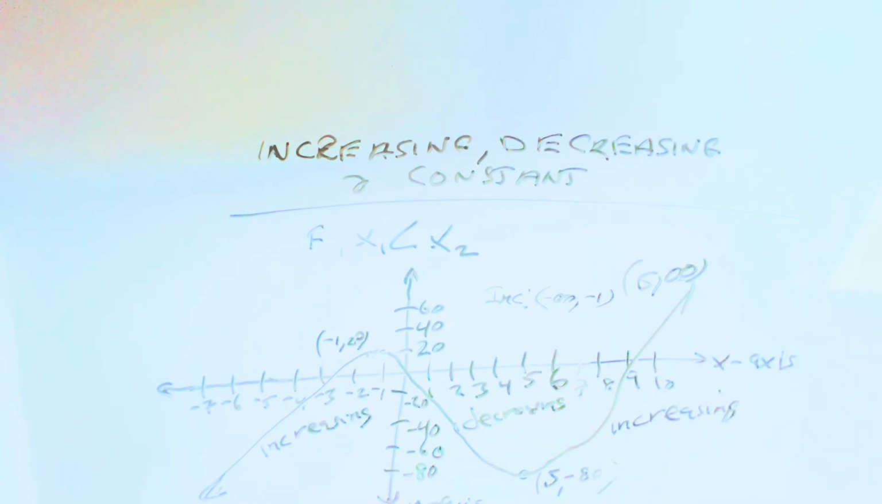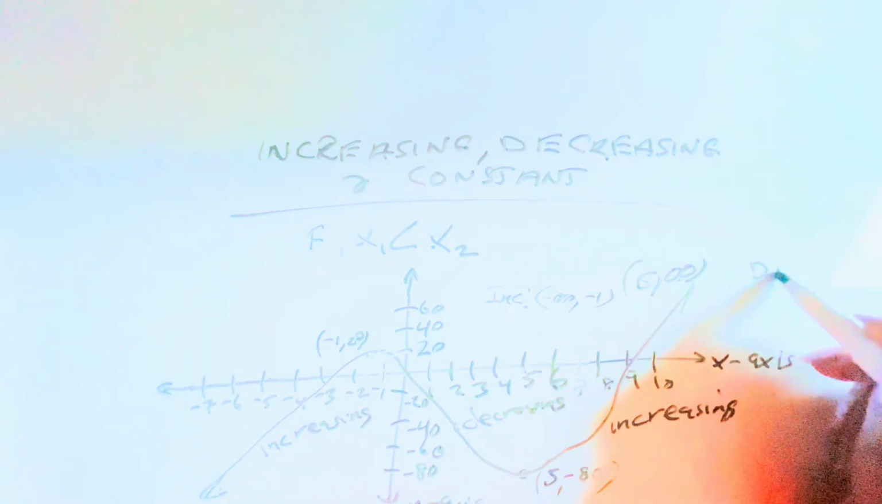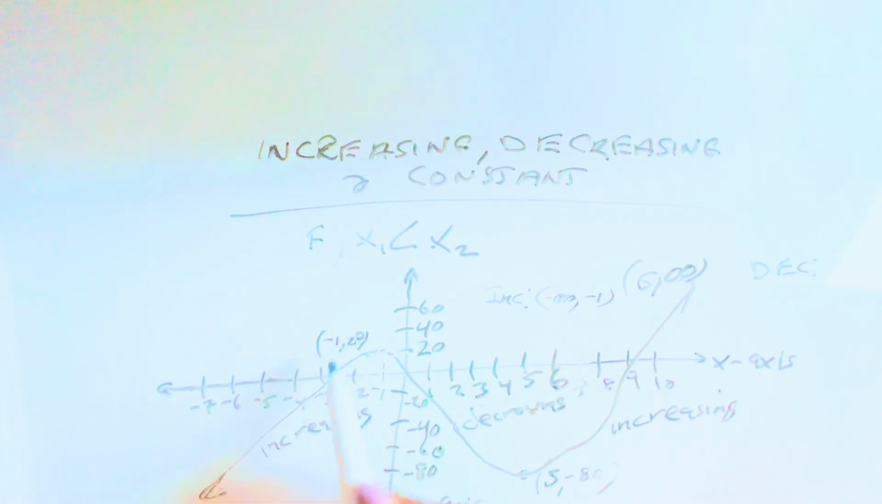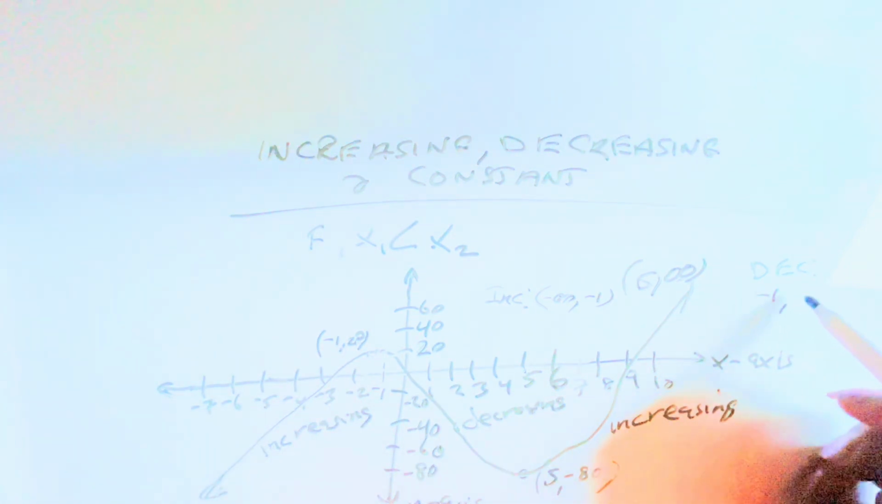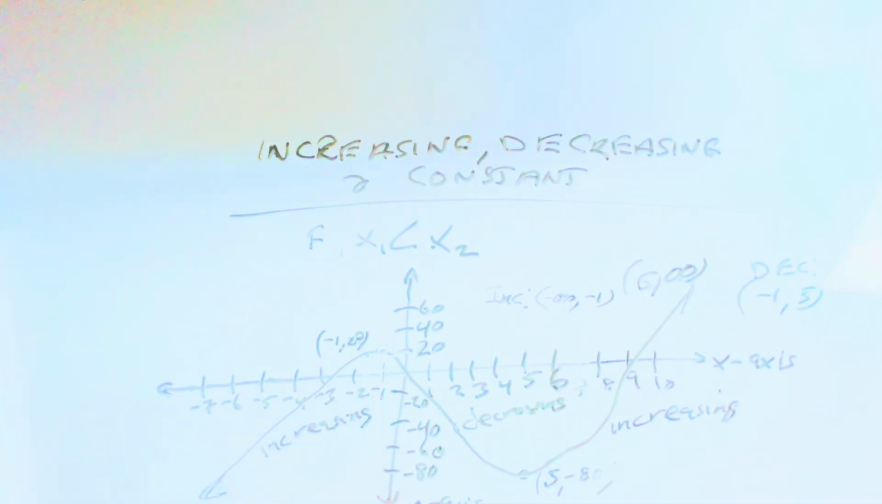It is going to be decreasing from this point here, negative 1 on the x-axis, to 5. So it's from here to here, it's decreasing. It's going down, but we are looking at the x-axis. So it's decreasing from negative 1 to 5. This graph is not constant at any point, so there are no values for that.